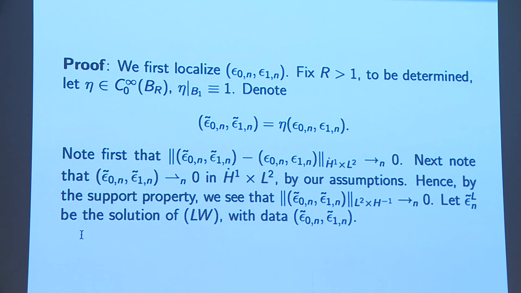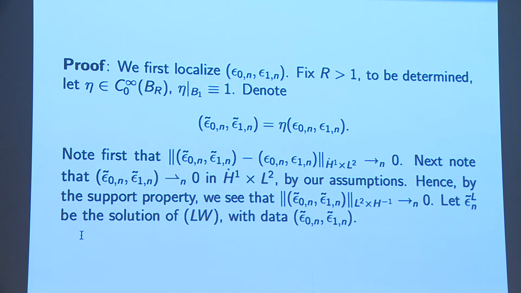Because in the part outside one, there was no energy. The energy went to zero. And inside, when I take the difference, I get zero. So this is obvious.